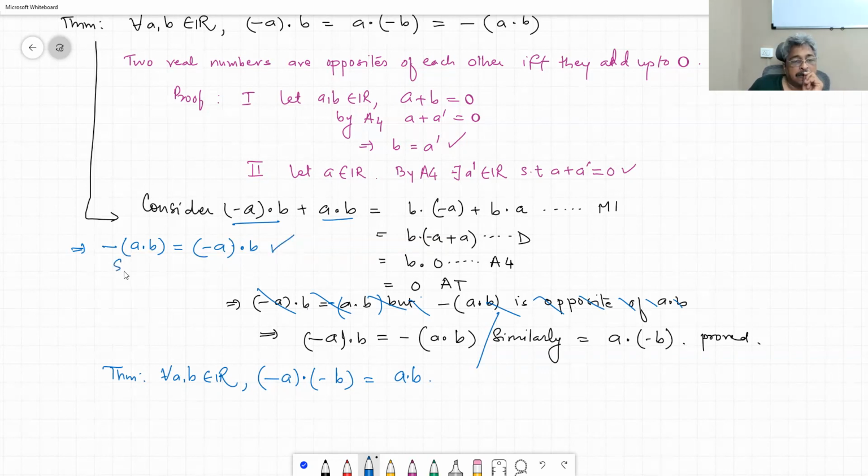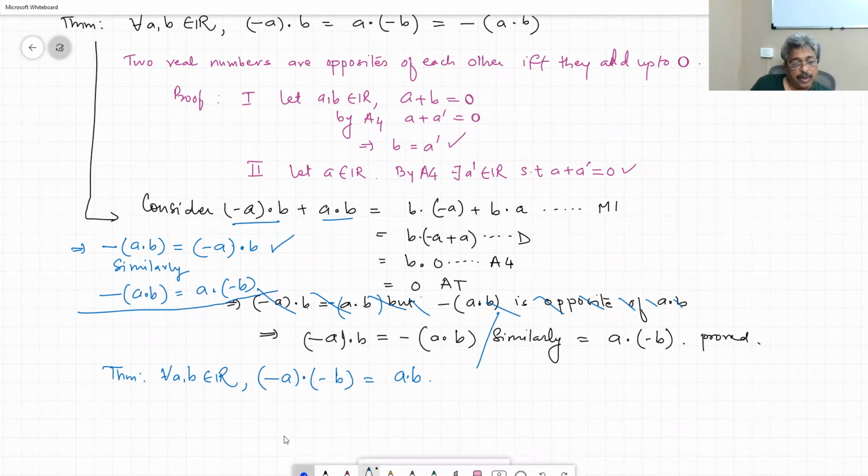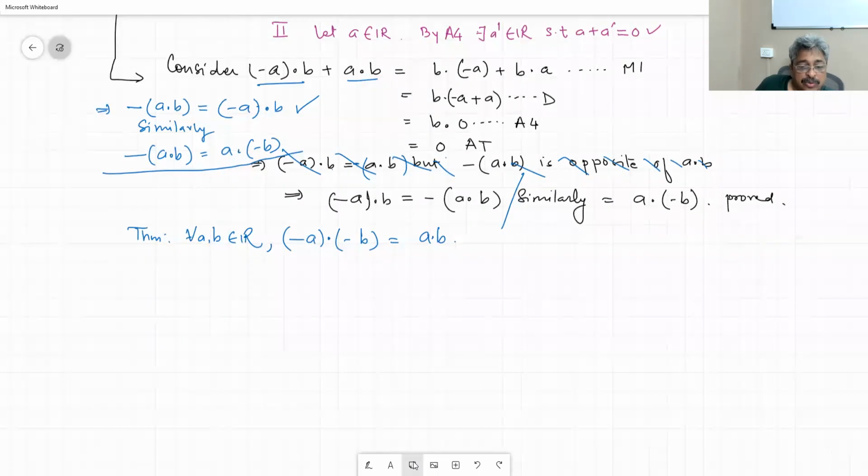Similarly, opposite of A dot B is equal to A dot opposite of B. Now it is correct. Using this, actually you can prove it in no time. Let me finish it also.